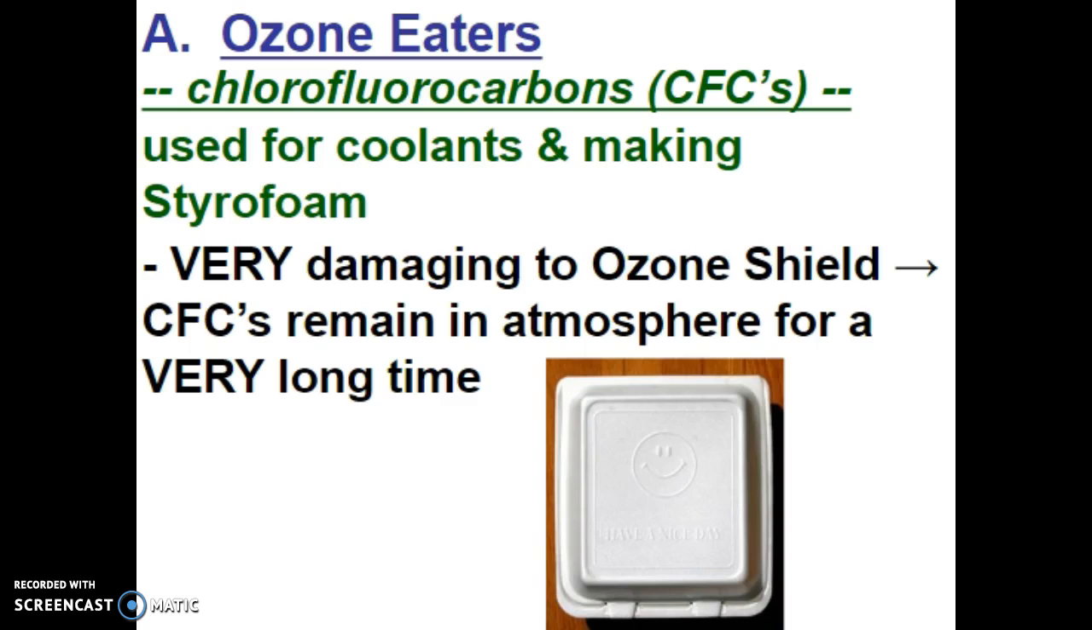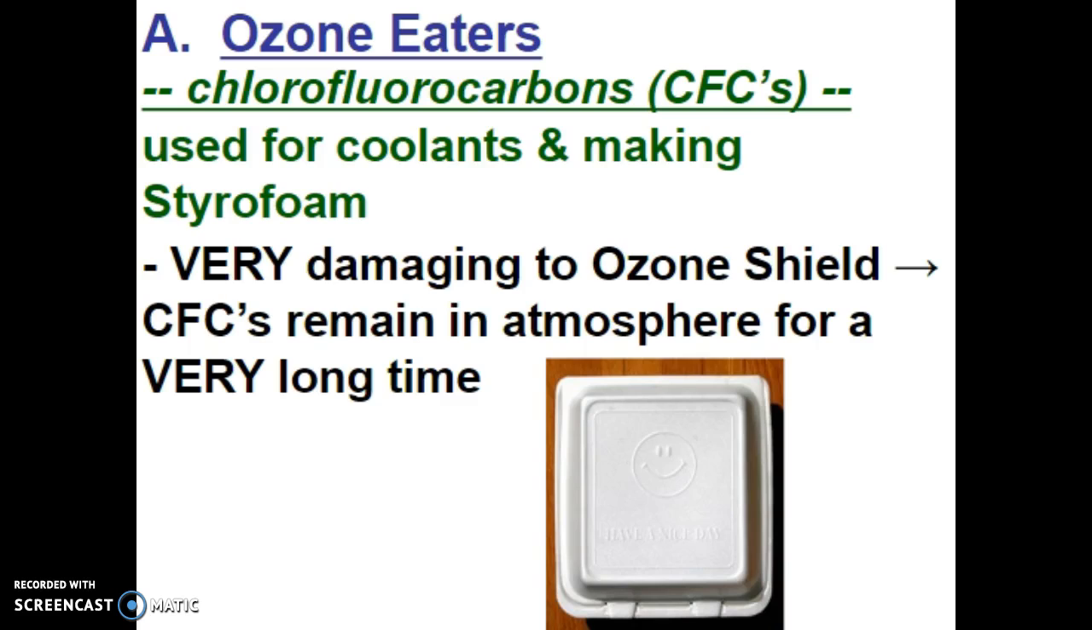Some of the ozone eaters of the atmosphere, one of the main violators of ozone destruction, are a category of chemicals that we call chlorofluorocarbons, or CFCs. Lots of CFCs are used for coolants in refrigerant systems, and also for making and manufacturing products like styrofoam. Chlorofluorocarbons are very damaging to the ozone shield. These CFCs remain in the atmosphere for a very long time. They do not disperse, they do not break down.